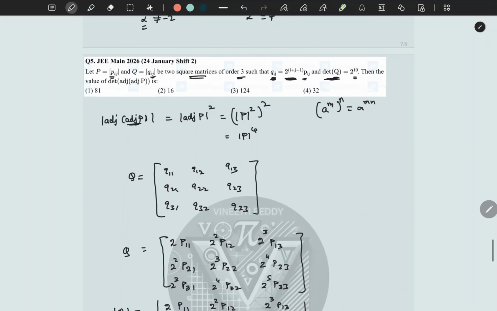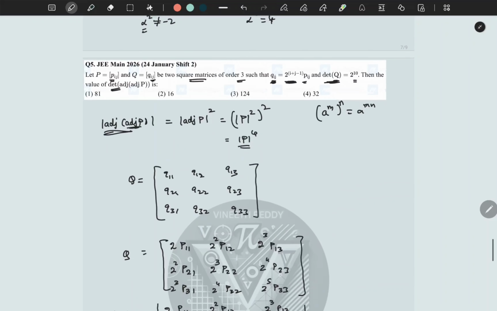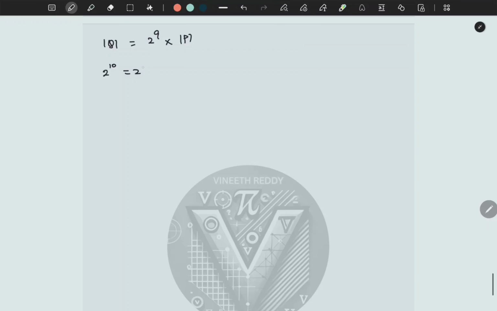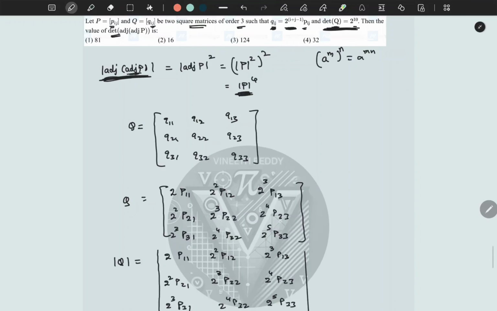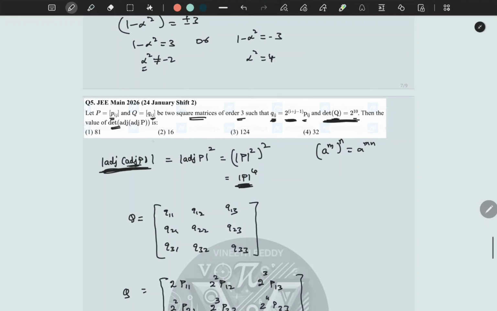Acha, what do we have in the question? We need to find this value. Determinant of adjoint P is determinant of P whole power 4, right? And what is determinant of Q? Determinant of Q is 2 raised to the power 10. So here we can write 2 raised to the power 10 is equal to 2 raised to the power 9 into determinant of P. That means determinant of P should be 2 power 1, correct? 2 to the power 10 by 2 power 9 is 2. So what do we want, dear students? We want the value of determinant of P whole power 4, which should be 2 to the power 4, which is nothing but 16. 16 should be the answer, and I think option 2 is correct.